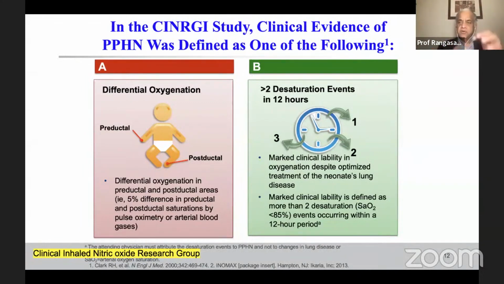If the baby is shunting also through the PFO, you may not find any difference between pre and post. So presence will help you. If it is absent, it doesn't rule out that the baby is having a right to left shunt. Another definition they used in the study of inhaled nitric oxide for late preterm and term babies is two desaturation events in a 12-hour period, that is, saturation dropping below 85 occurring within 12 hours of observation or monitoring.